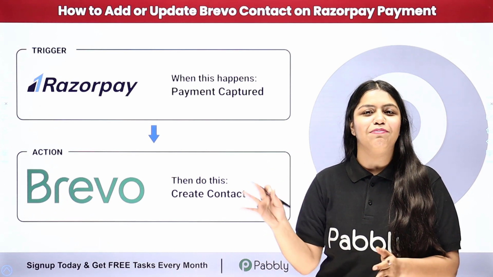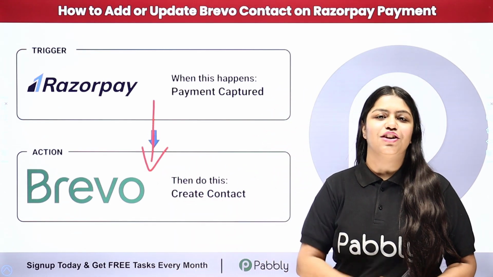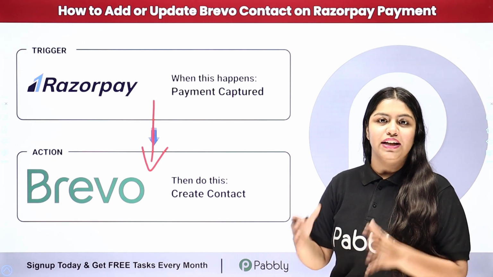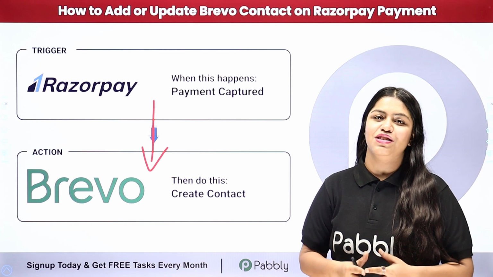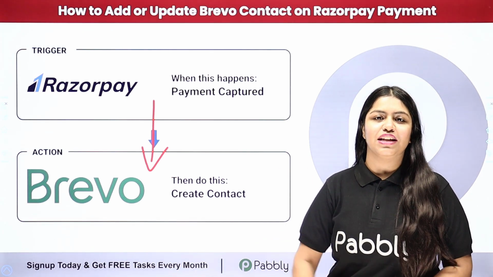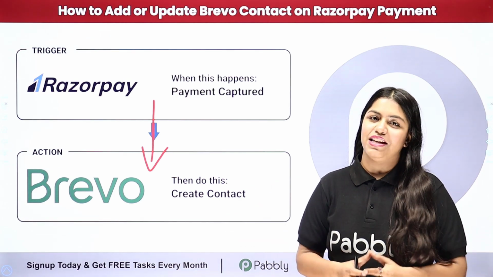So to do this, we are simply going to create a connection between Razorpay and Brevo. To create this connection without knowing any programming or coding language, we are going to use Pabbly Connect. It is an amazing automation software. So do you also want to create this automation for your business? Then for that you have to come with me towards my screen.